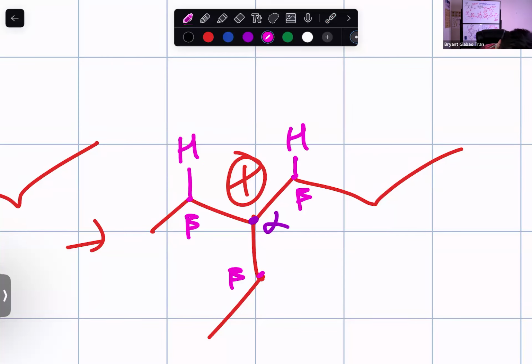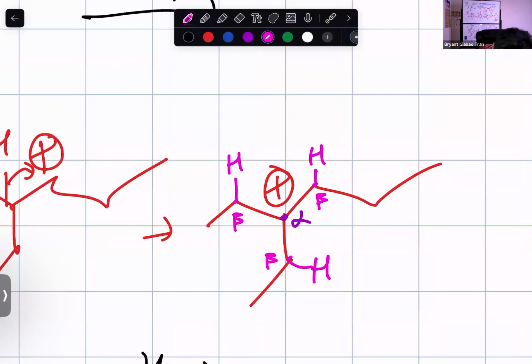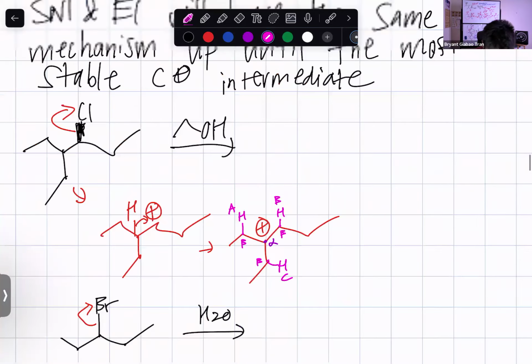Draw out all the beta hydrogens here, and let me label this A, B, and C. Which one of these beta hydrogens do you think is going to get deprotonated to form the more stable alkene? There's actually two answers there because of something called symmetry. This is still part of question 2 right here.